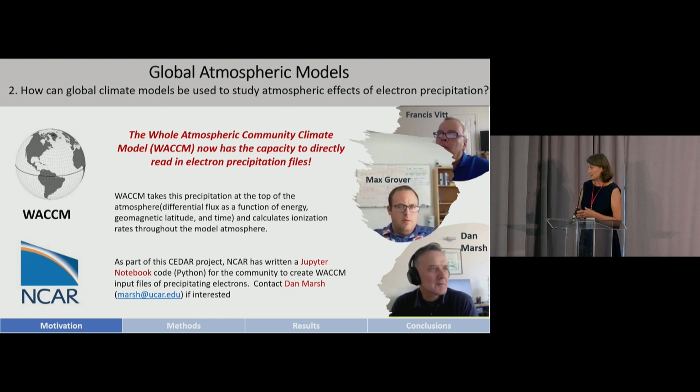So if you're interested, I encourage you to contact Dan Marsh at NCAR. He has developed a Jupyter notebook code that can help take observations and put them into an input file that WACCM can then read for simulations. So this is really a great tool for our community.